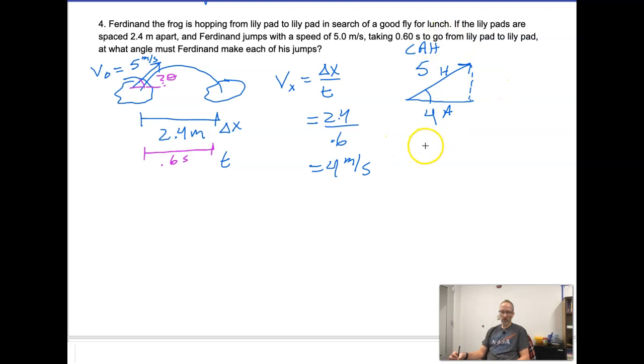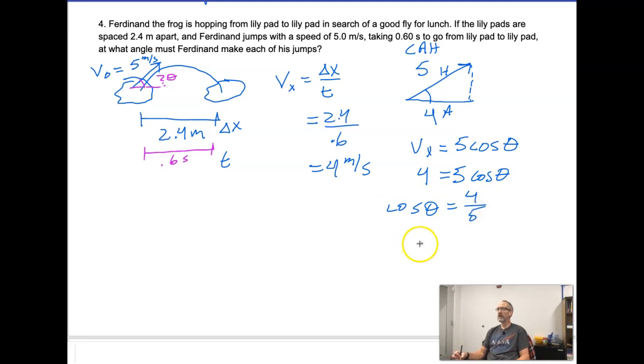I know that the speed in the x is equal to 5 times the cosine of the angle. I know that x is 4, and that's equal to 5 times cosine of the angle. So if I want the angle, cosine of the angle is going to be equal to 4 over 5. Now I have to divide both sides by cosine, so the angle is the inverse cosine of 4 over 5. That will give you your angle, and that is 37 degrees. And that is the end of the first video on the problems.